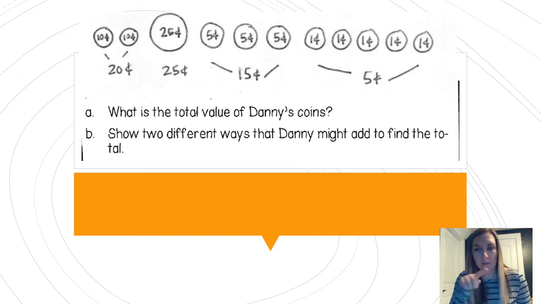Give yourself a star on your paper if you got both parts correct, and keep it up, moving along.